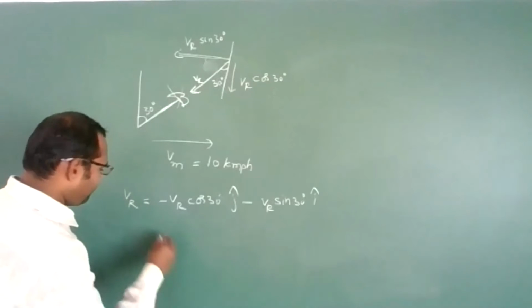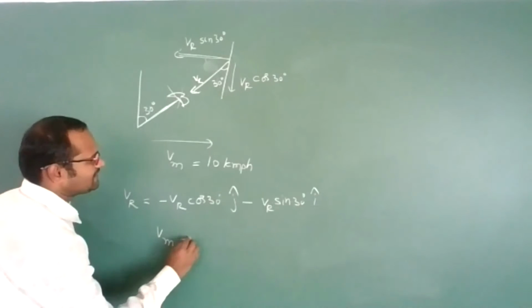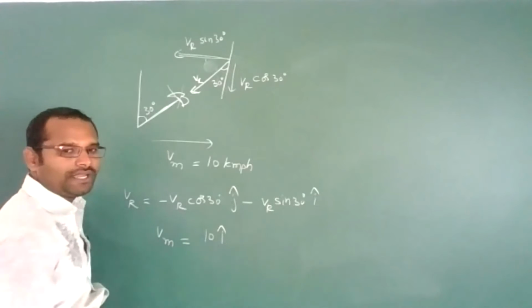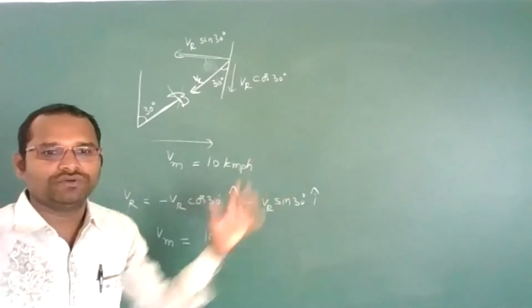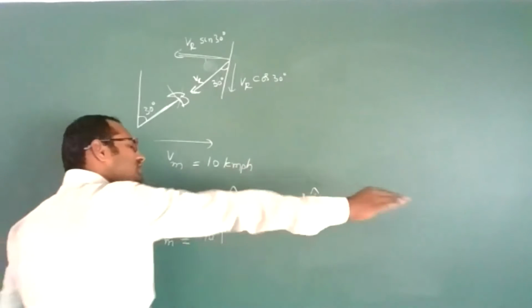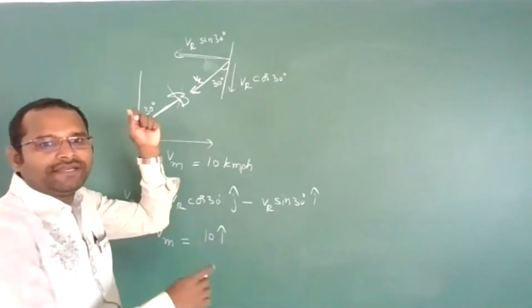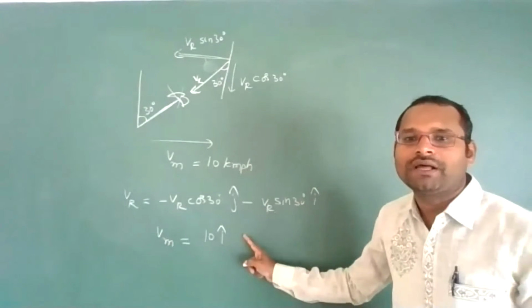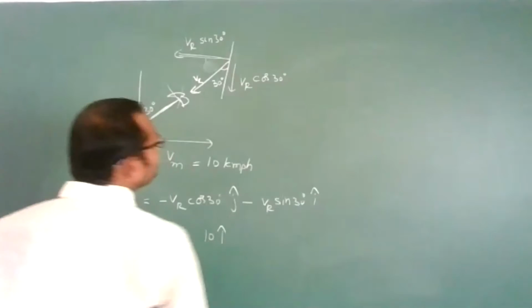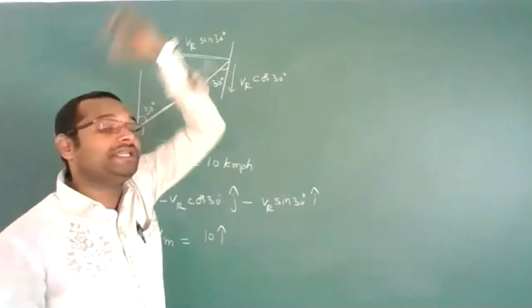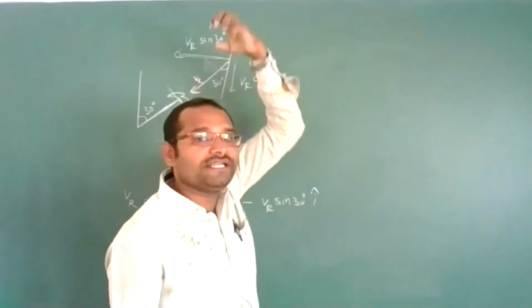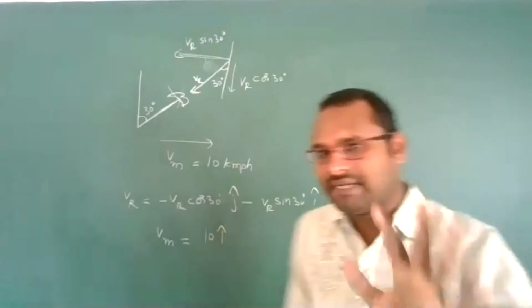Now, velocity of man is given. Velocity of man is 10 km per hour, 10 i cap. Okay? 10 km per hour is the unit. In this direction he is moving. Now what happened? He throws his umbrella and starts running with 10 km per hour. Now he finds that rain is falling vertically on him. Initially rain is falling like this. When he is running, rain is falling vertically on him. That is the condition.